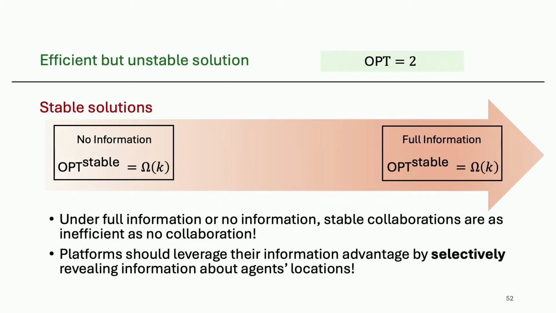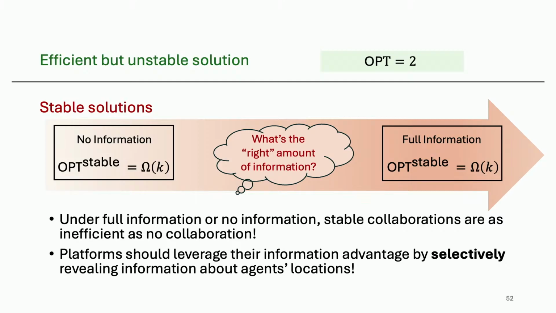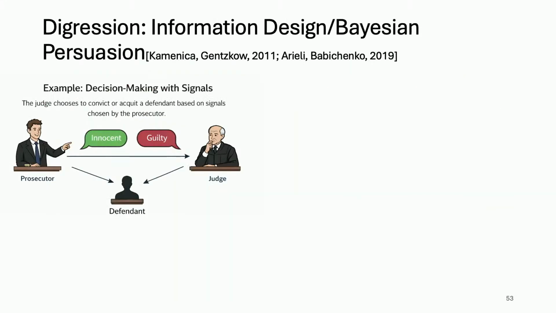And so now we want the platform to leverage its information advantage by selectively revealing some information about the agents' locations. But the main question that they try to solve in this paper is what's the right amount of information. And the positive result is that by releasing the right amount of information, they can improve the solution to the square root of k. So, about information design.